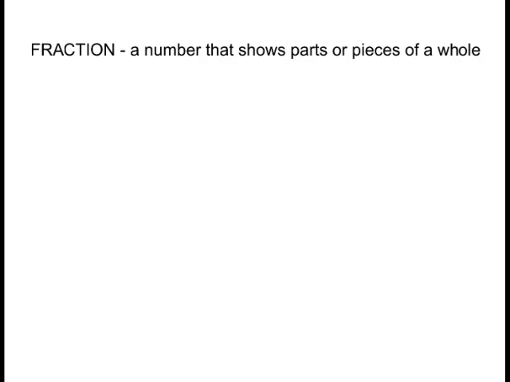Before jumping to our topic, let's quickly have a recap of fractions. Students, you all know that a number that shows parts or pieces of a whole number is known as a fraction. And how do we write a fraction? We write a fraction in this manner, that is 3 upon 4, or we can write it in the form of a upon b. Can you tell me what the 4 is here? The 4 is the denominator, and what is 3? 3 is the numerator.